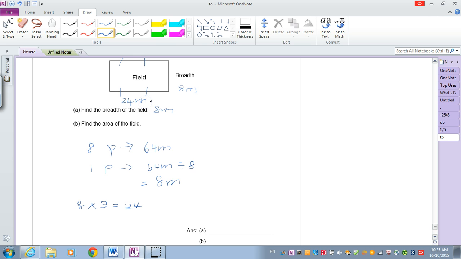Okay, now do you still remember how to find area? Area is actually your length times breadth. So what must we do? So area is 24 multiplied by 8. That's for your part B. So do your vertical working, 24 times 8. 4 times 8 will give me 32, so I need to regroup. 2 times 8 will give me 16, plus 3 will be 19. So that will give me 192.